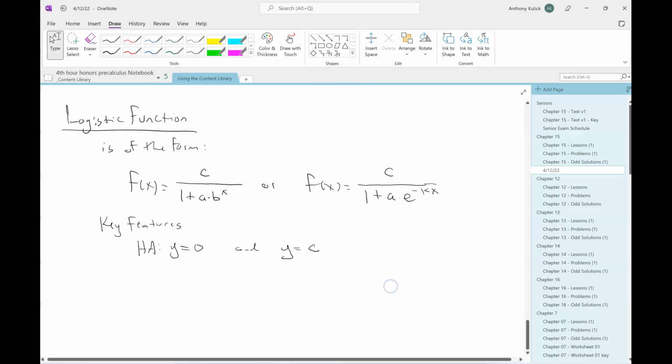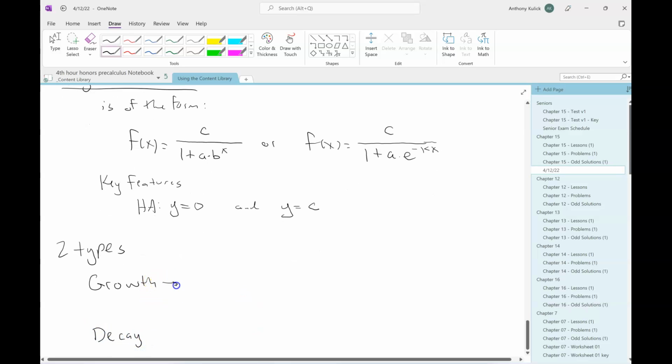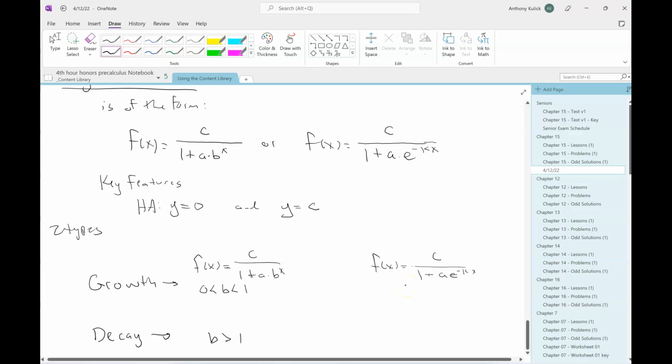So there's two types of logistic functions. There's growth and decay. If we're looking at the one with the classical exponential in the denominator, or the one with the natural exponential in the denominator. So we say that the growth is if the b is between 0 and 1, and it's decay if it's greater than 1. And this one is growth if the k is greater than 0, and decay if it's less than 0.